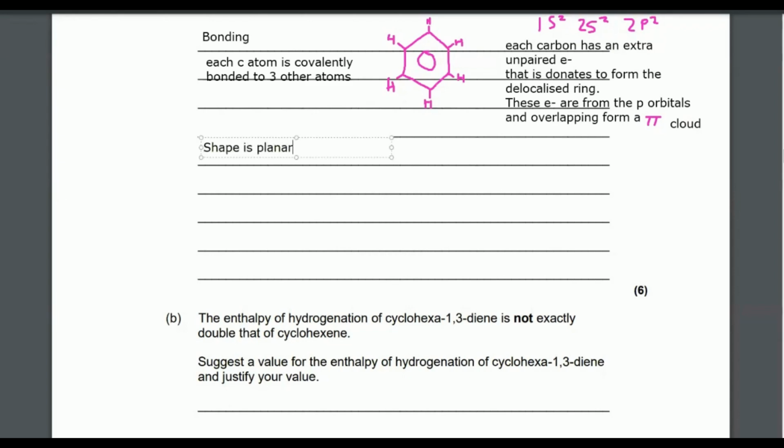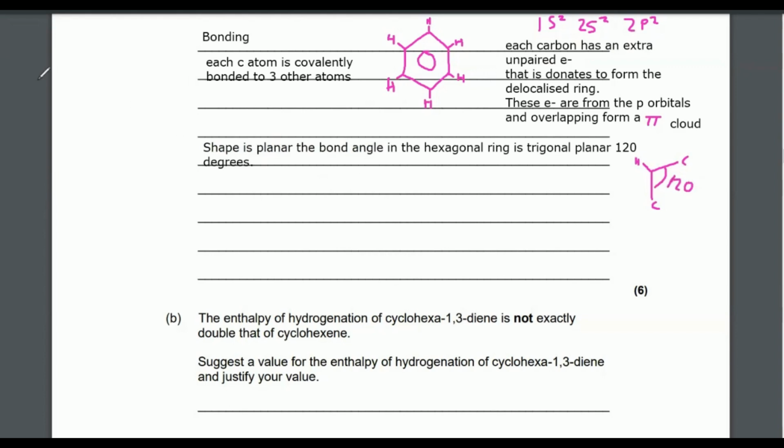Now, for the next 2 marks out of the 6, what you're going to need to do is talk about the shape, because that's what it basically alluded to in the stem of the question. So the shape of a benzene molecule is planar, which means the hexagonal ring is all in one plane. So think of a piece of paper just held sideways while you're looking at it.